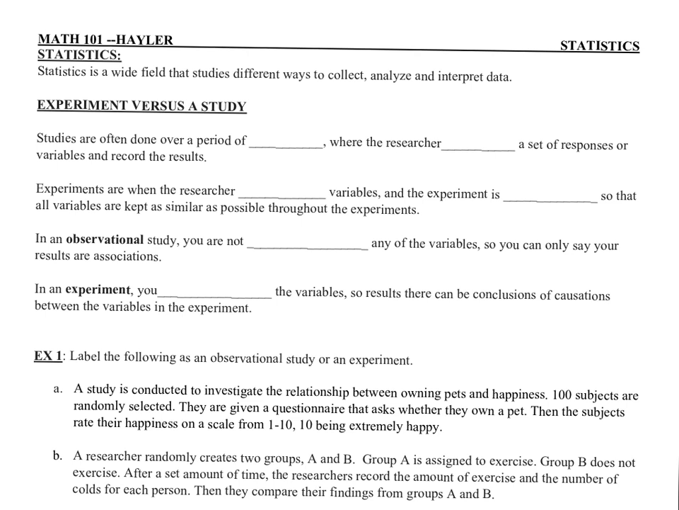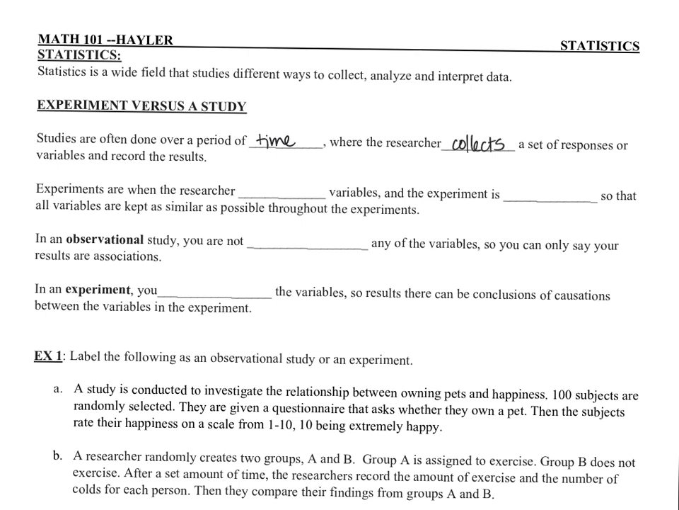Alright, so we're going to look at what is an experiment versus a study. These are two different types of ways that the data is collected. So, studies are often done over a period of time. Let me go ahead and write that in. Where the researcher collects a set of responses or variables and records the result.